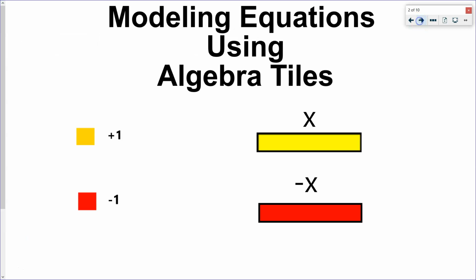Alright, so we're going to start with modeling equations using algebra tiles. This is your variable tile, x, and yellow means it's positive. Again, variable tile, negative x, red means negative. Here you've got your single tiles at positive 1 and negative 1. Those are your integers, or your numbers, I guess. And this is what it's going to look like.